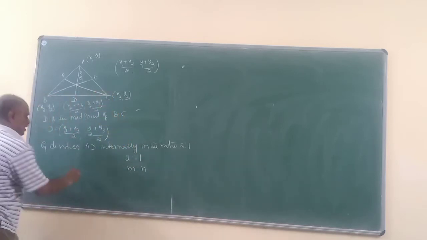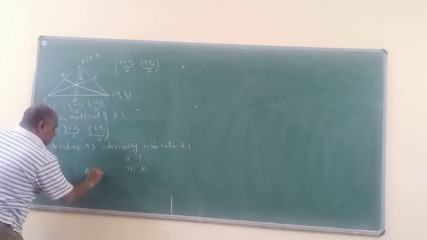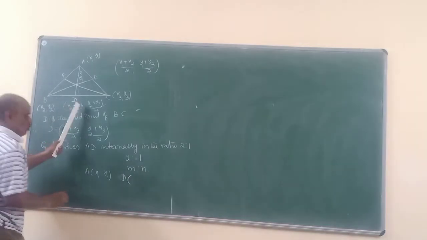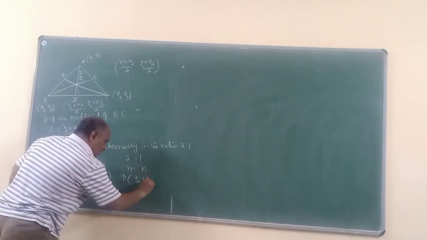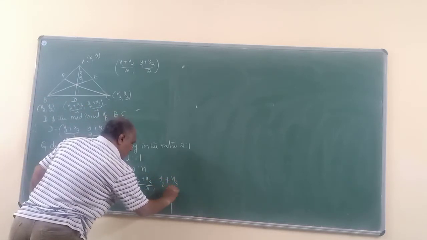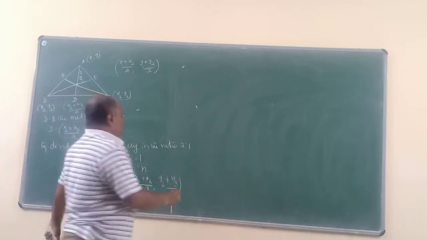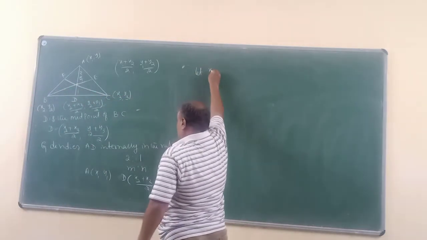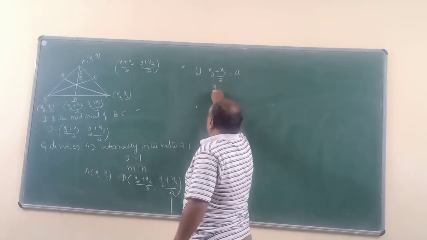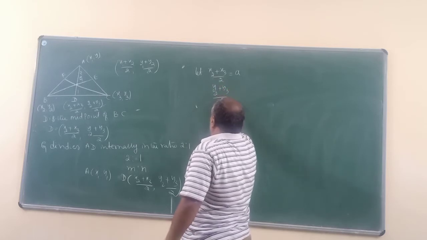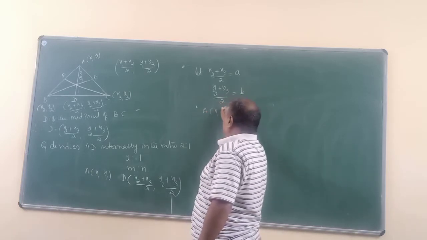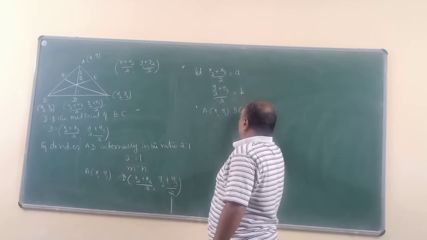For my convenience, A coordinate is x1 comma y1, D coordinate is x2 plus x3 divided by 2, y2 plus y3 divided by 2. Let x2 plus x3 divided by 2 be a, and y2 plus y3 divided by 2 be b. Now the coordinate of A is x1 comma y1 and D coordinate is a comma b.